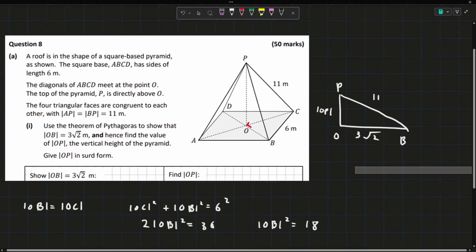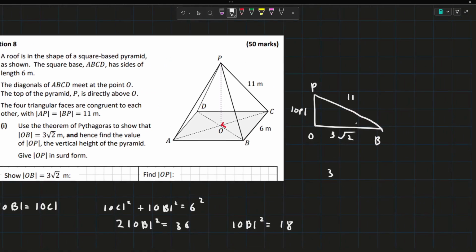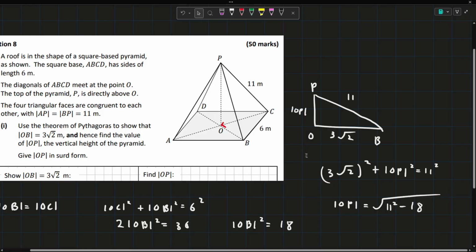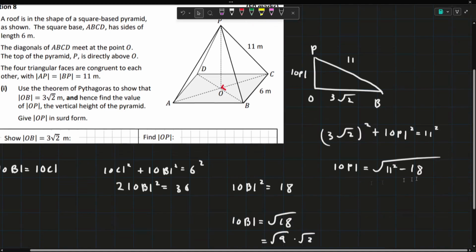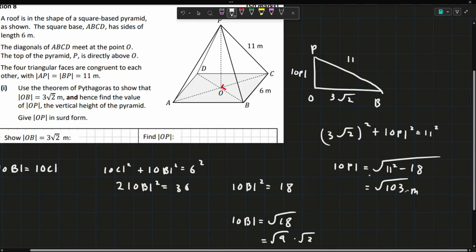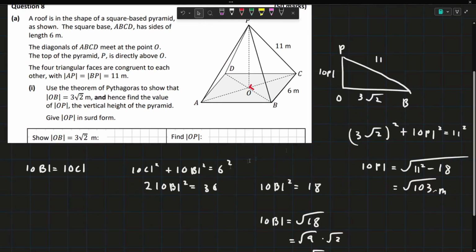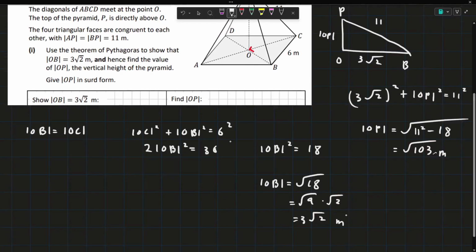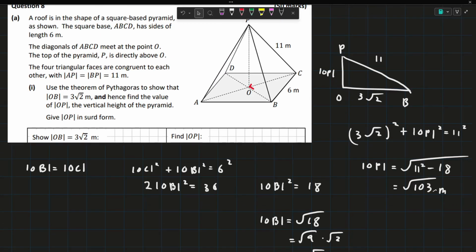So we can just use Pythagoras' theorem to say that 3 root 2 squared plus OP squared will give us 11 squared. So OP will be the square root of 11 squared minus 18, because this is going to be 18. Bring it to the other side as a subtraction, and then square root both sides. When you do that, what you get is the square root of 103. And just in case, you should say that distance is in meters. They say it in the question, but it's not too important. They're not too picky about units usually.